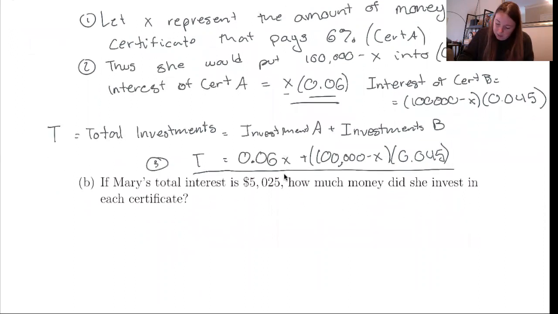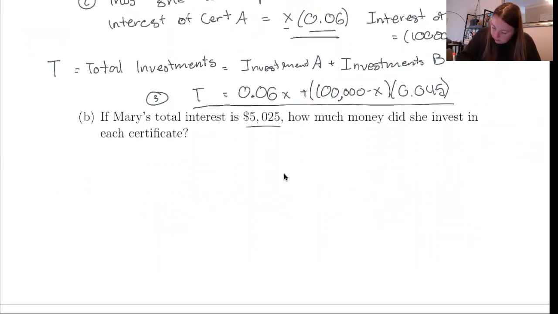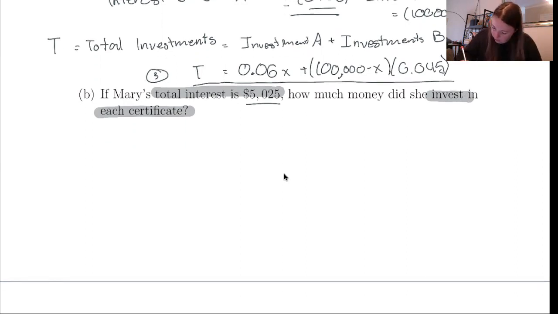All right. So if her total interest is $5,025, how much money did she invest into each certificate? This is why it's important. Total interest equals this. How much money did you invest into each certificate? Certificate A should put in that amount, certificate B should put in this amount. It's kind of like when I ask you to mention something, I need X and Y, I need 2 things. So her total interest was that much.